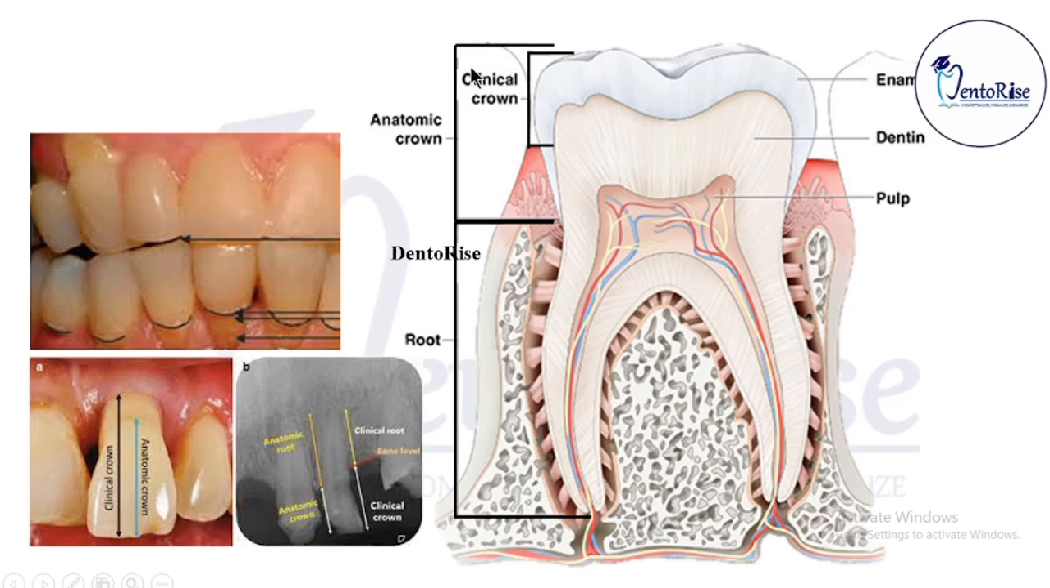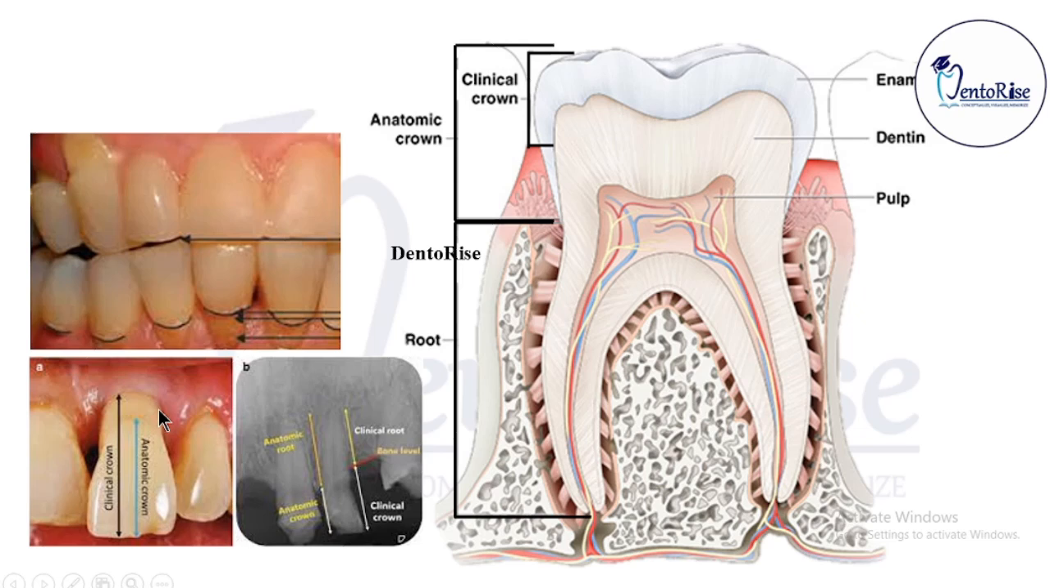Coming to the clinical crown, it is that portion of the tooth which is visible in the oral cavity, or we can say that portion of the tooth which is not covered by the periodontal tissues, not covered by the gums, comes under clinical crown, as you can see in the figures over here. It even includes that portion of the tooth which is denuded of its gingiva.